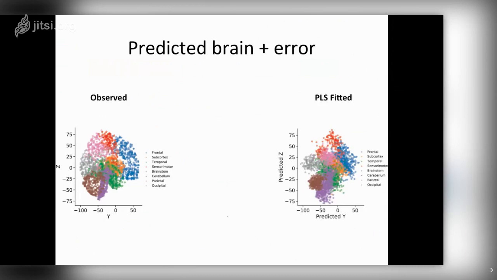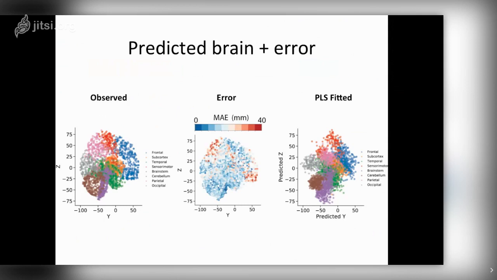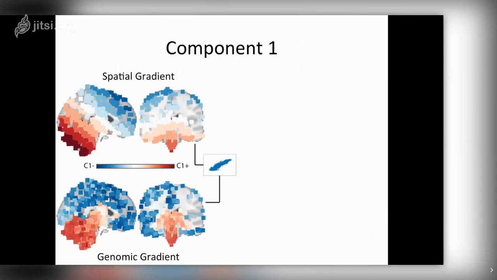So the predicted version doesn't really look like a brain, but the spatial relationship between the major substructures is more or less preserved. And here we're just visualizing the model error, where samples in red had the worst prediction. And you can see the model seemed to perform the worst in parietal and prefrontal regions. But we were satisfied enough with this to move forward with characterizing the spatial and genomic qualities of these PLS covariates. So here's the first component.